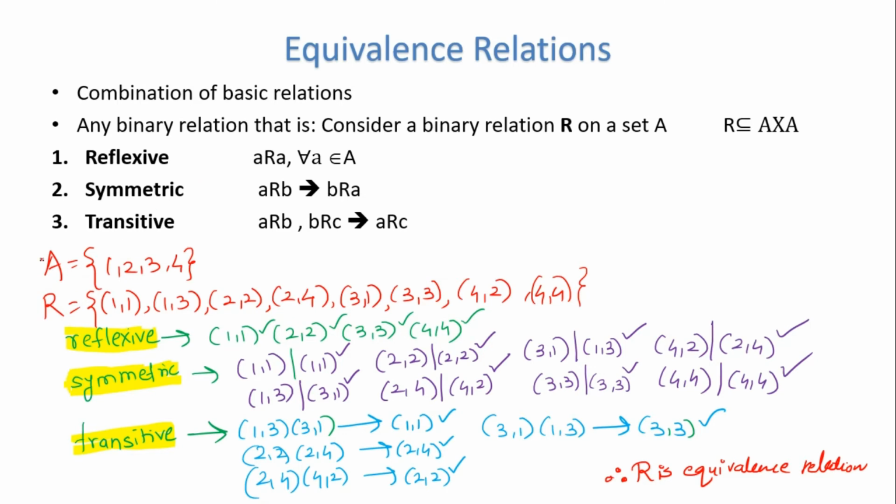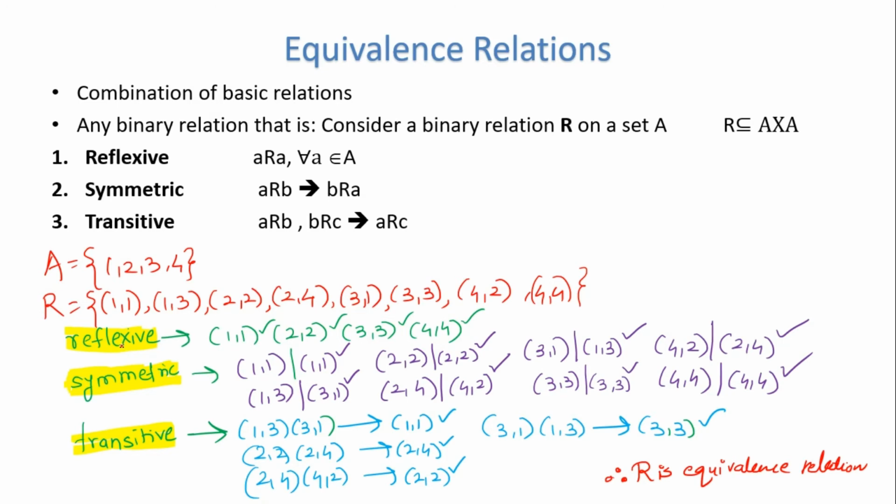For example, set A has elements 1, 2, 3, 4 and relation R is (1,1), (1,3), (2,2), (2,4), (3,1), (3,3), (4,2) and (4,4). Now I should have all these 3 properties satisfied by my relation, then and only then my relation will become an equivalence relation. Now go for checking one by one all of these properties.